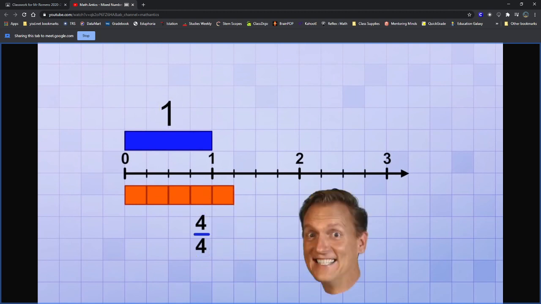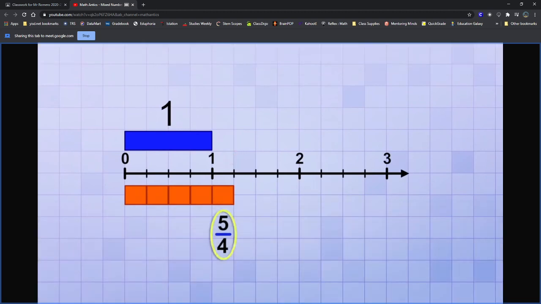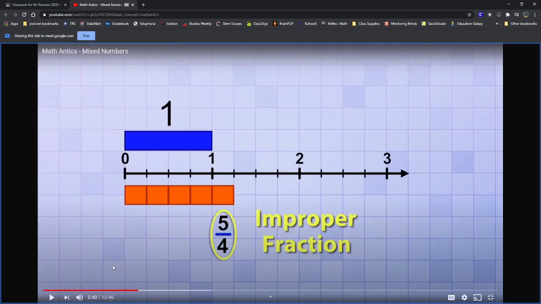See, now we have fraction. So an improper fraction is when the numerator, the top number, is bigger than the denominator. Normally in a fraction, your denominator, the bottom number, is always bigger. But in an improper fraction, it's the opposite. That's why we call it improper. Like saying it's not right. 5 out of 4 would be an improper fraction because the 5 is bigger than the 4.